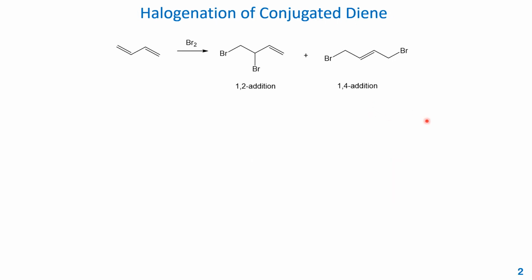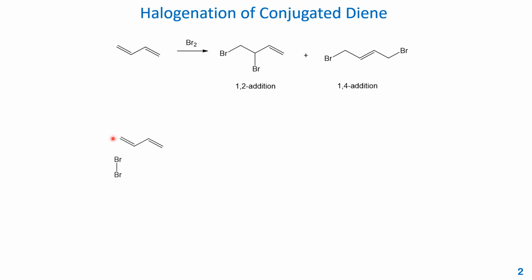Another reaction is halogenation of conjugated diene. The example I show here is 1,3-butadiene reacting with the bromine molecule. And we also have a 1,2 addition product and a 1,4 addition product. Let's look at the mechanism.